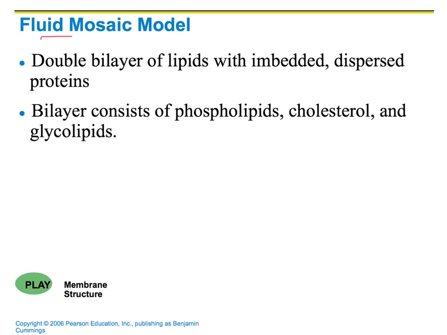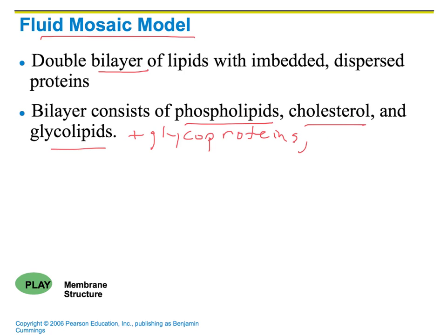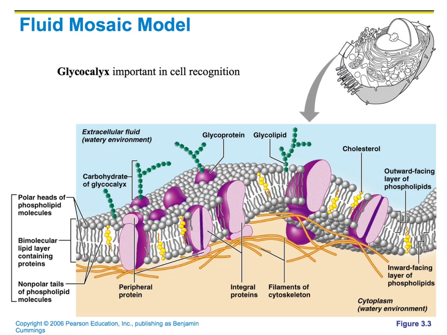The fluid mosaic model, that term was used. The cell membrane, remember, is a bilayer of phospholipids. There's also cholesterol in the membrane. These glycolipids, glycoproteins, and regular old, what we called, I guess, purple proteins jutting through the membrane there. The primary component was the phospholipid.